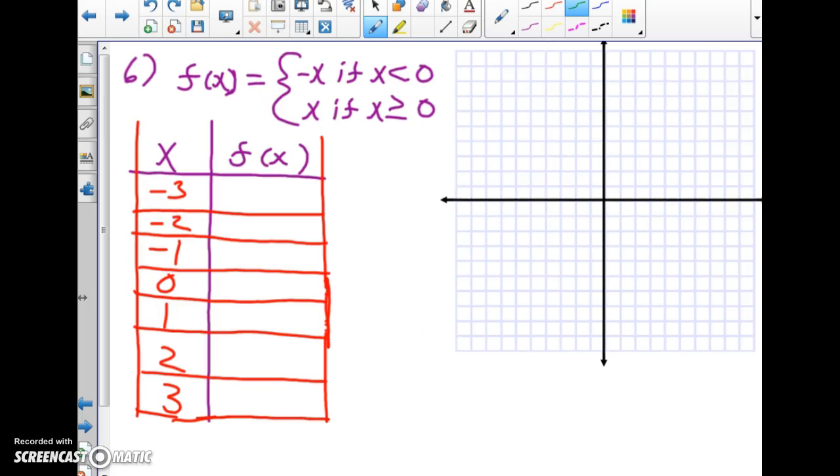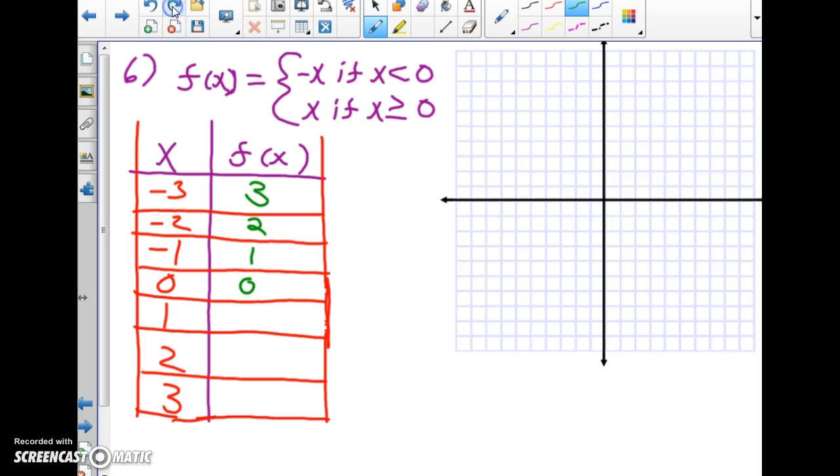Okay, so look at this. I've got x is negative 3. If x is negative 3, which one's going to go into, the top one or the bottom one? The top one. If x is negative 3, how much would y be? Positive 3. You got it. If x is negative 2, top or bottom? Top. What would it equal? 2. If x is negative 1, top or bottom? Top. What would it equal? 1. If x is 0, top or bottom? Bottom.